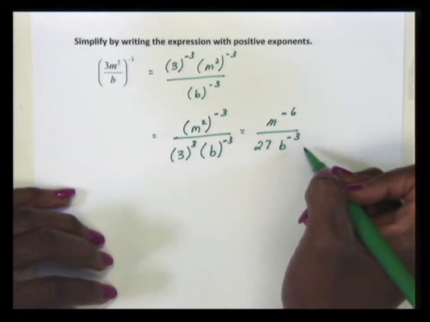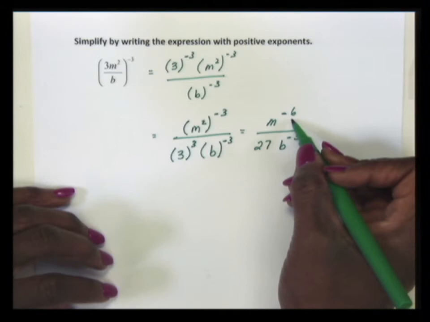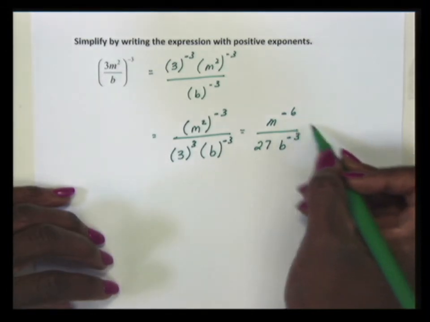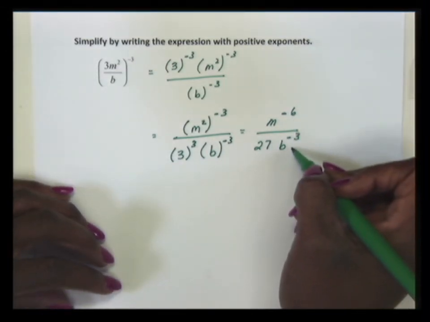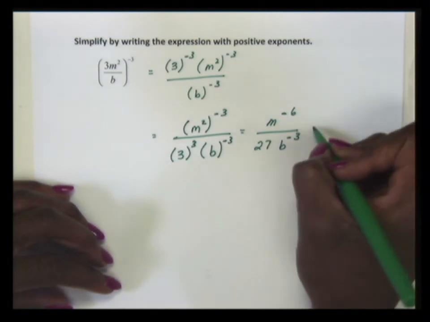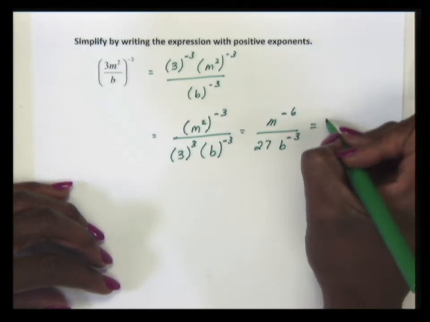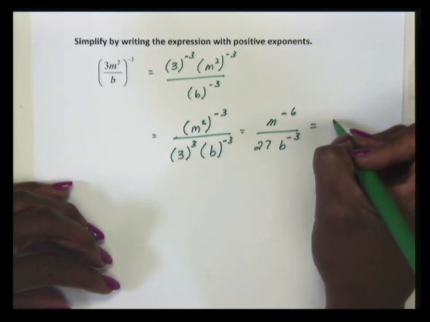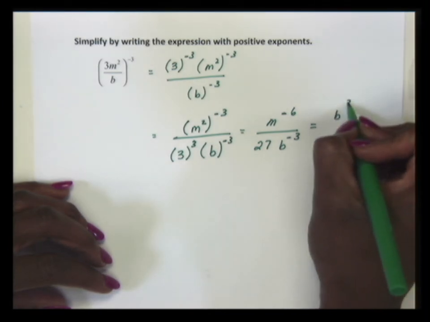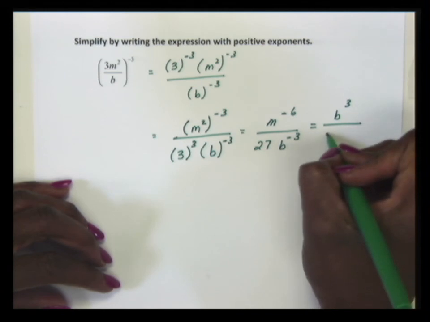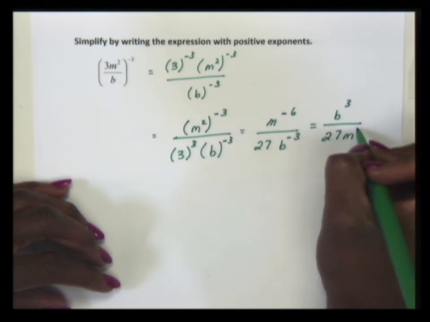Now, when I invert the m to the 6th will come to the bottom, the b to the third will go to the top. So I'm really just switching places with the m and the b and their exponents. So my final answer is b to the third over 27m to the 6th.